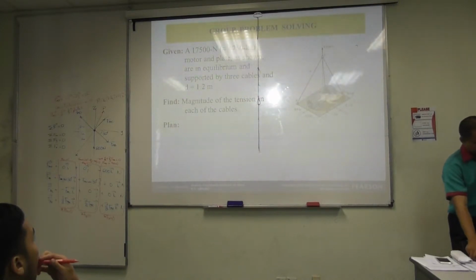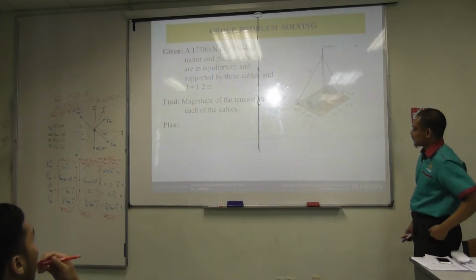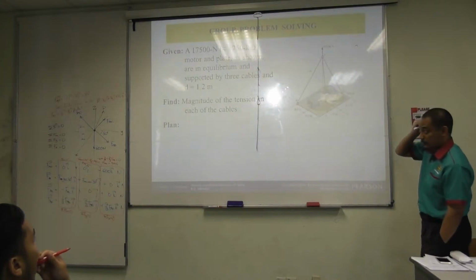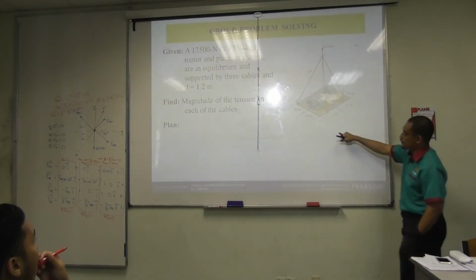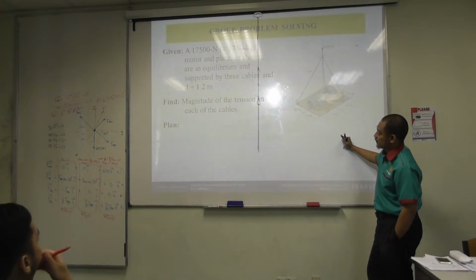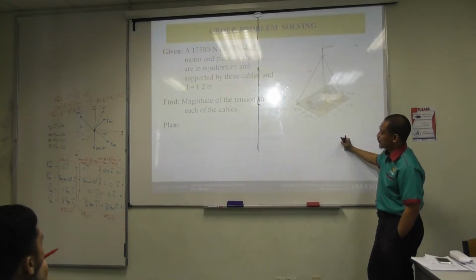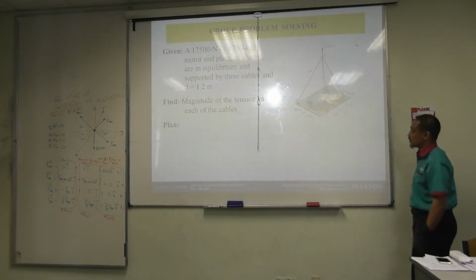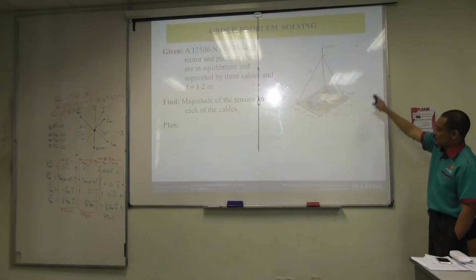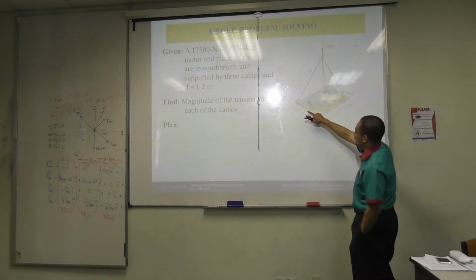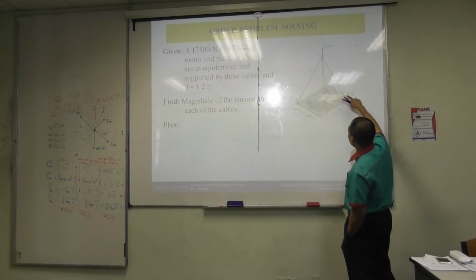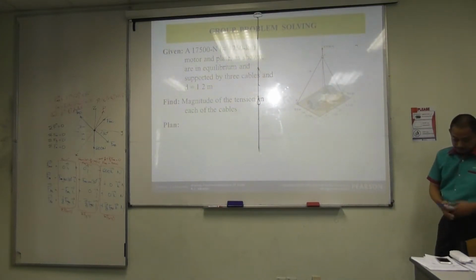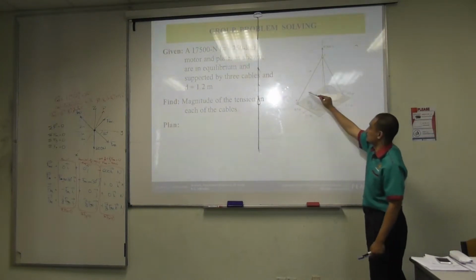Alright, so let's take a look at this example, which is a bit different in terms of the original picture. We have a 17,500 Newton motor and plate. So basically the weight of this motor and the plate together is 17,500 Newton. And this is in equilibrium. The whole thing is supported by 3 cables. So we need to find the magnitude of the tension in each of the cables. So what is the tension here, here, and here?